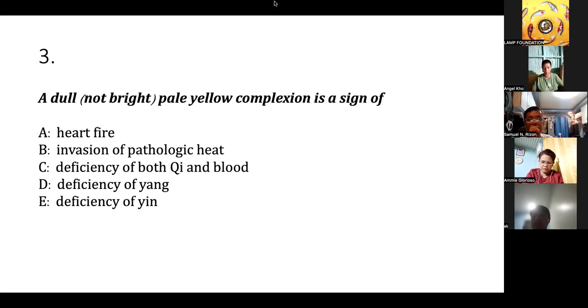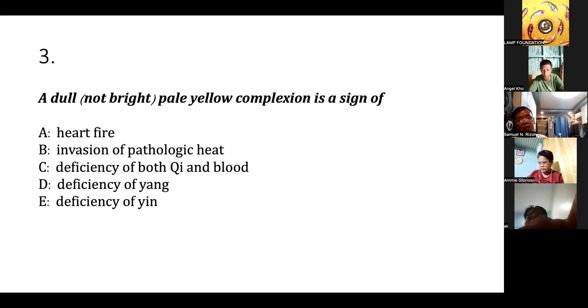Okay? What about invasion of pathologic heat? Invasion. So think of wind heat. Am I making sense here? Pasensya na ha. Sige, don't worry. Sabi ko sa inyo, aralin nyo lahat. You may get the right answer, but I want you to know the other options. Because during your revalida, it's related on question, but we will probably ask the options here that are not correct, no?